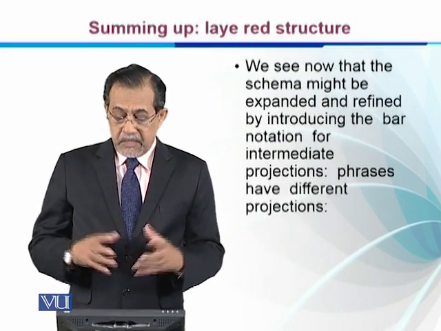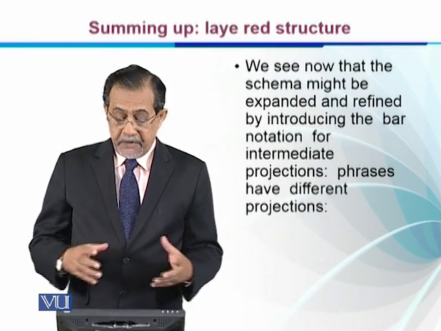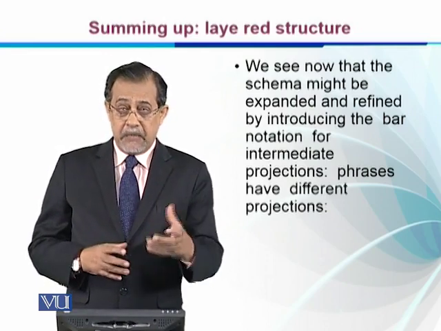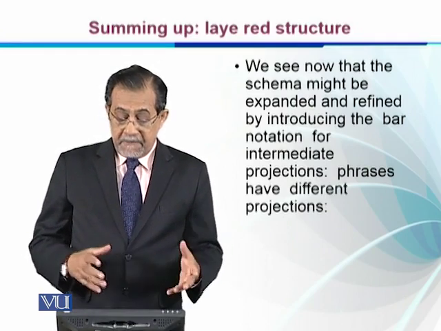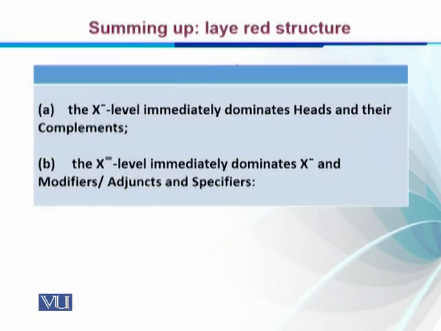We see now that the schema might be expanded and refined by introducing the bar notation, single bar and double bar, for intermediate projection. Phrases have different projections. For example, the X bar level immediately dominates the head and its complement. When we have X bar, we say that it dominates the head and its complement. And the X double bar level immediately dominates X bar and modifier, adjuncts, and specifier.